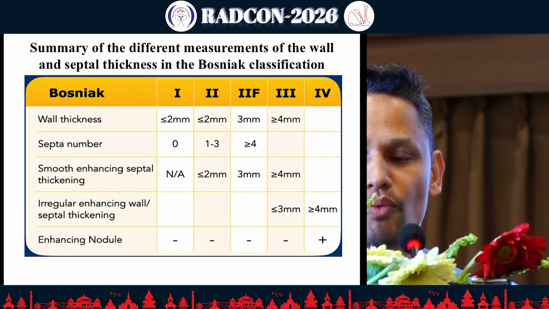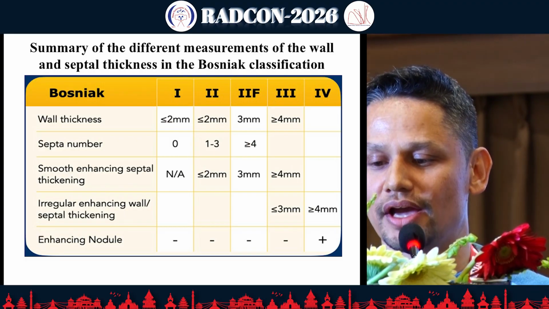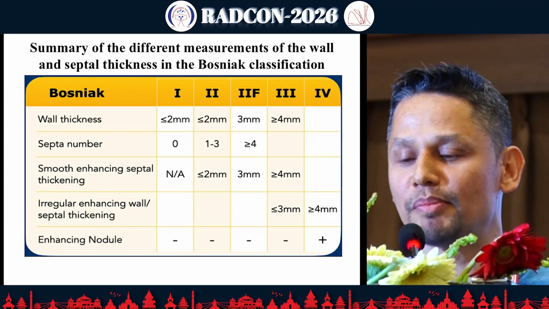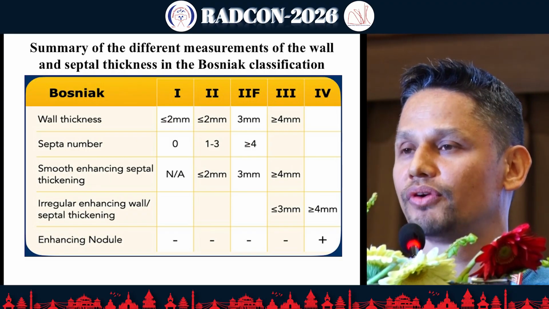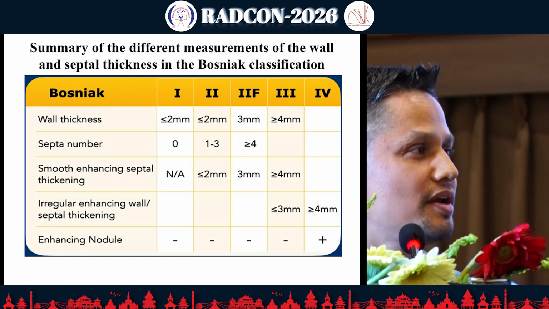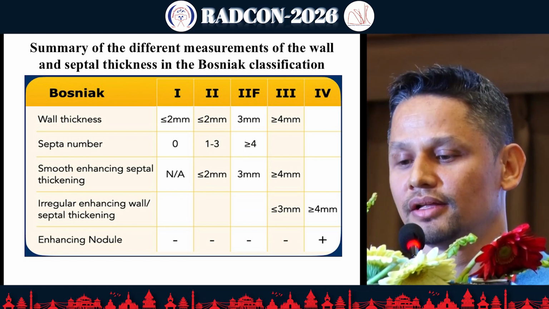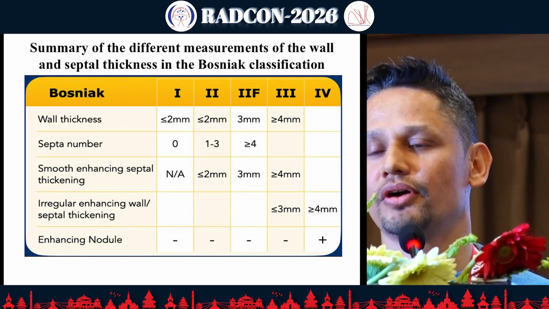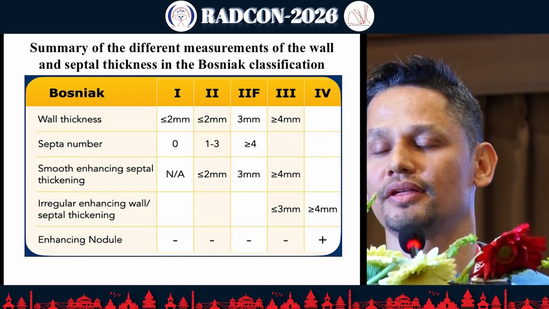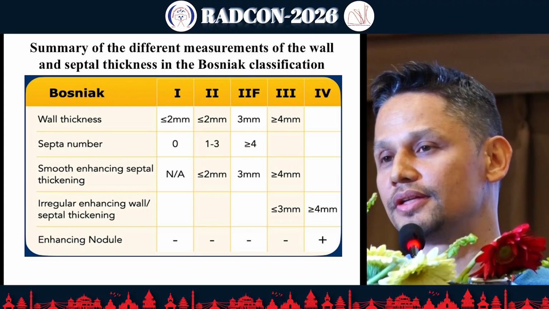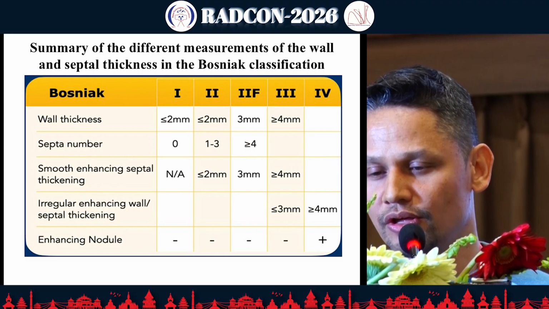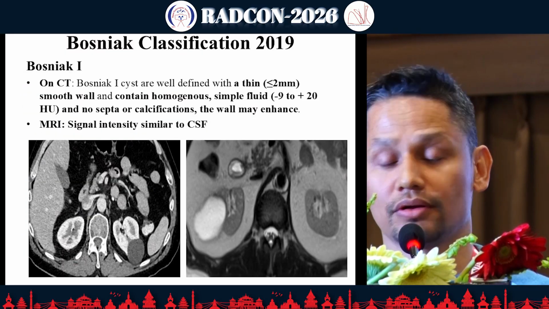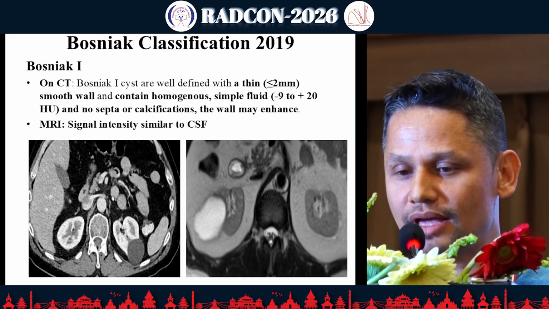2F, if the wall or the septa enhancement is smooth and its thickness is less than 2 mm, then it is 2. 2F is 3 mm, and if it is more than or equal to 4, it is 3. So any irregular enhancing septa or wall less than or equal to 3 mm is 3, and if it is more than or equal to 4 mm, then it is class 4, and any enhancing nodule is class 4.